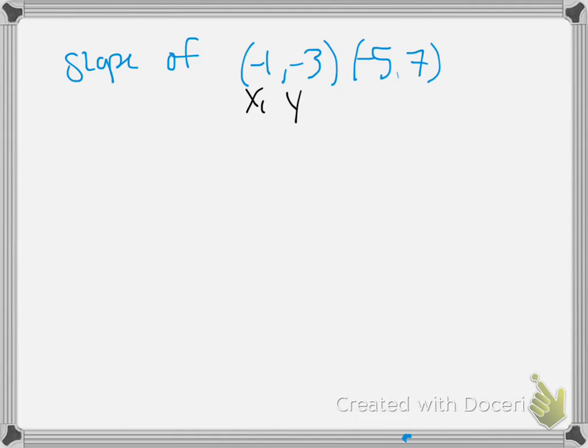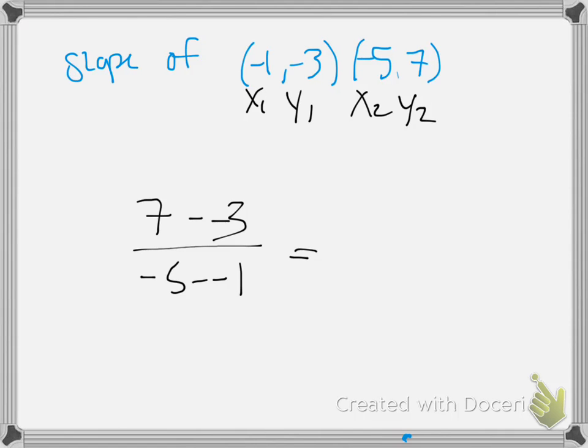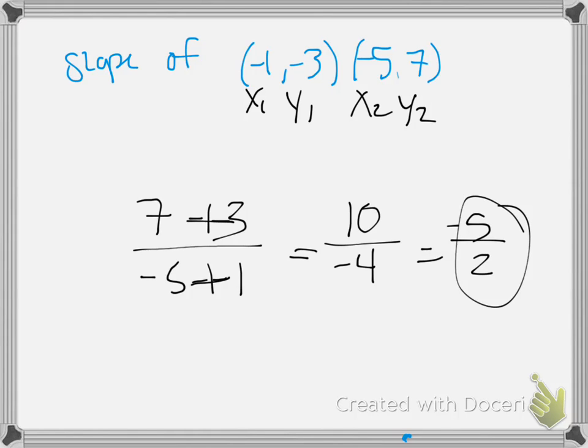So x1, y1, x2, y2. 7 minus negative 3 over negative 5 minus negative 1, because there's always that minus sign in there. 2 negatives make a positive. 7 plus 3 is 10 on top. Negative 5 plus 1 is negative 4. If I wanted to reduce that, I could divide both the top and the bottom by 2 to get 5 over 2, and it is still negative. And if I'm just asking for slope, that is all I want.